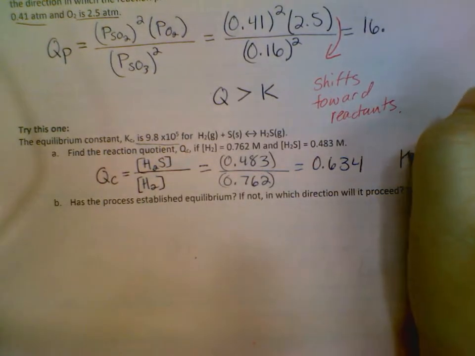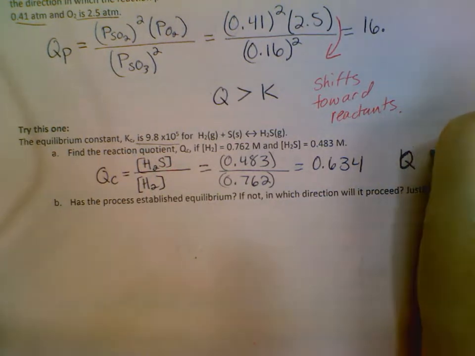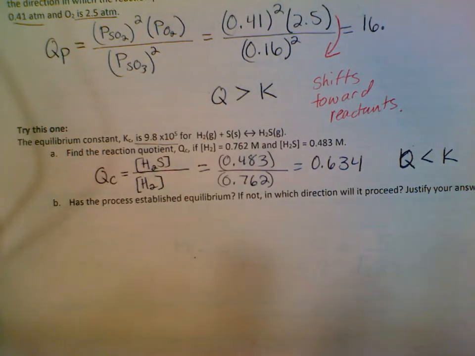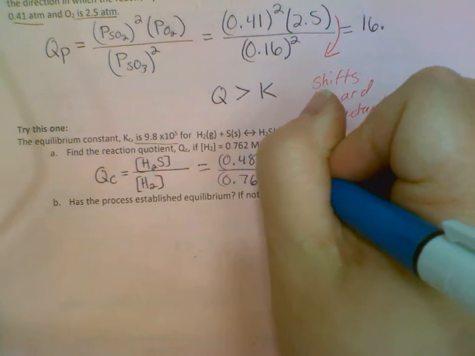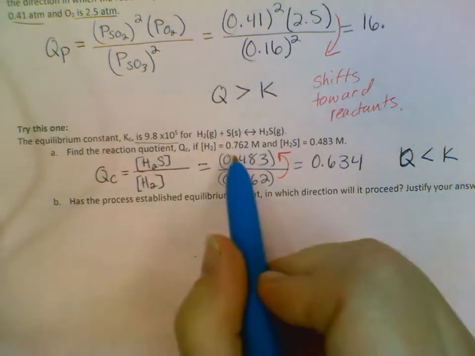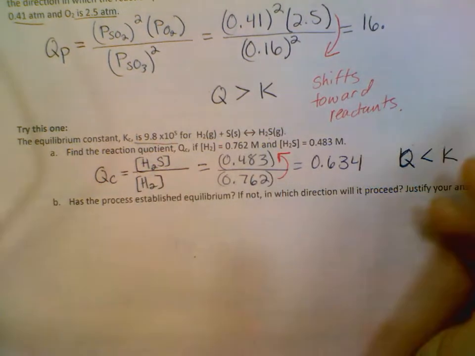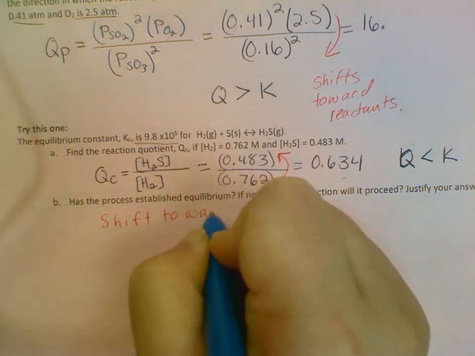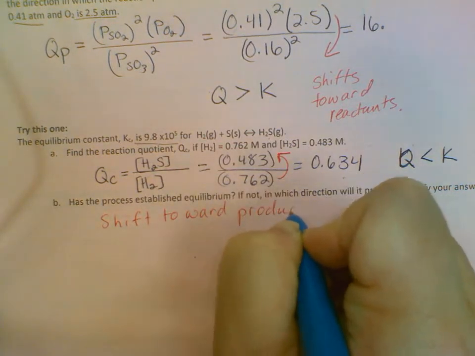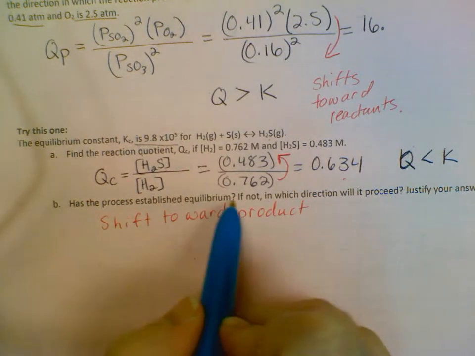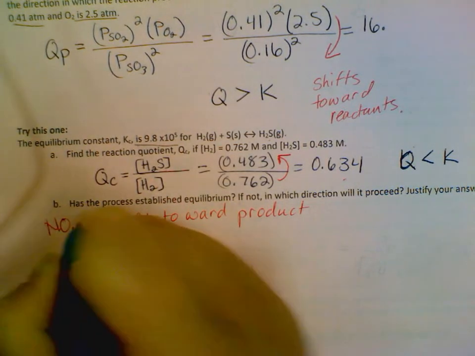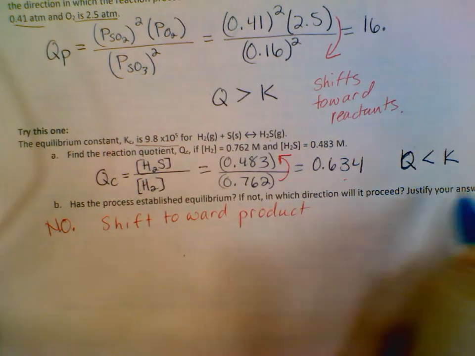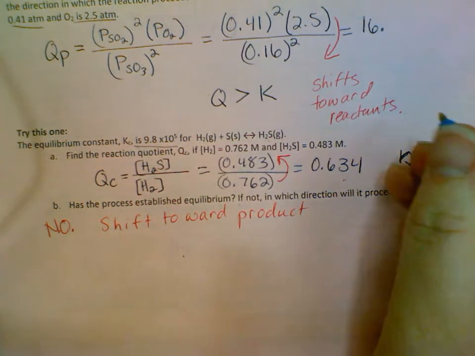So our Q is definitely less than our K value, much smaller. So if we needed this value to go up, we would have to do a major shift from denominator to numerator. We need a bigger top number. Our numerator is our product, so we need to shift toward product. Okay, so I kind of jumped ahead. So has the process established equilibrium? No, it definitely has not, because they're not equal. If not, which direction will it proceed? Shift towards the products. Justify your answer.